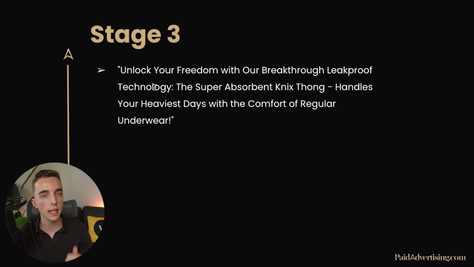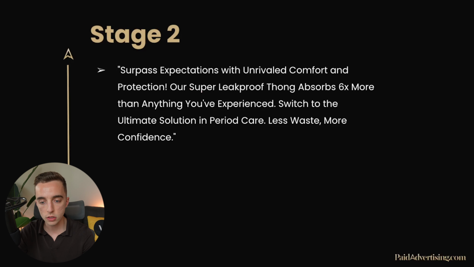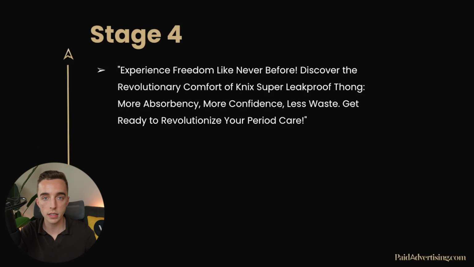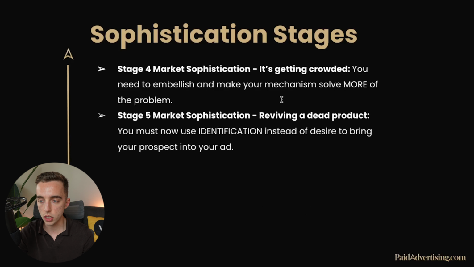So we now go a little deeper at stage 3. We move from the claim to the enhanced claim, now to the how. Now this is basically the embellished or the enhanced how at this point, right? The benefit of the benefit. So going back to stage 4, or there you go, this is where it is. It's getting crowded. You need to embellish and make your mechanism solve more of the problem. So again, the benefit of the benefit at this point.